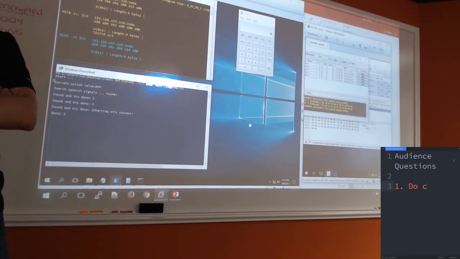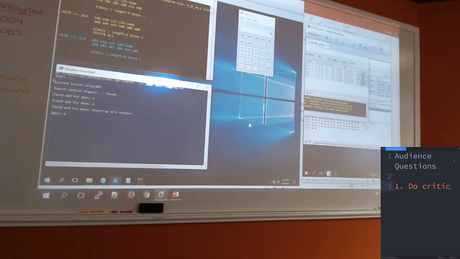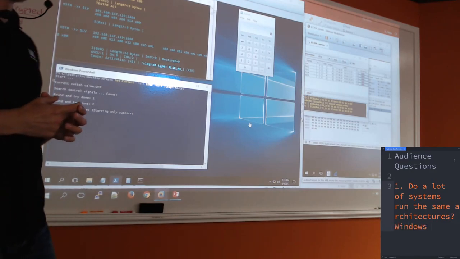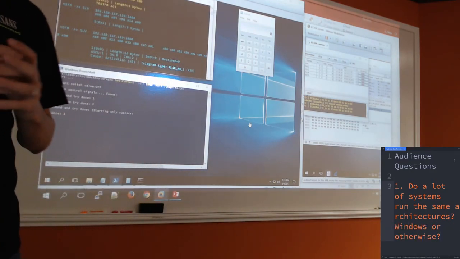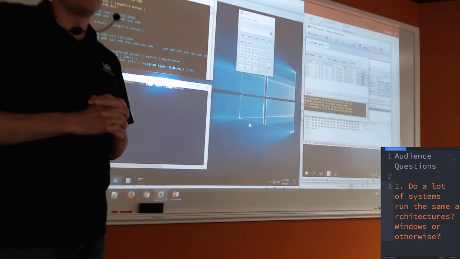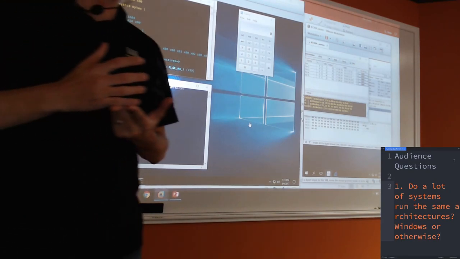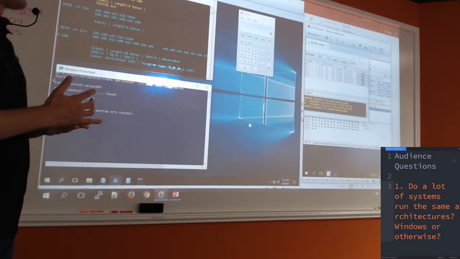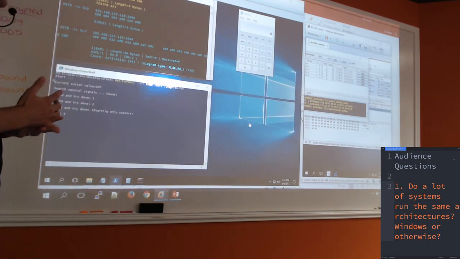So the question was, do a lot of the systems run the same architectures? It can really vary, because there are academic models like the Purdue model, where you have layers 5 and 4, which are more managed by the IT staff. Layer 5 is a lot of your corporate network, and 4 is a more plant-focused corporate network. Layer 3 is where a lot of your human-machine interfaces, your HMIs, and your historians, which store a lot of data, live. Those are the systems for the actual production network, considered by the operations technology staff. And then layers 2 and 1 are where your PLCs live.